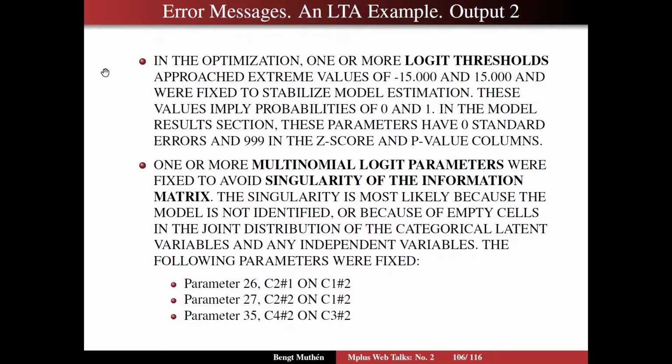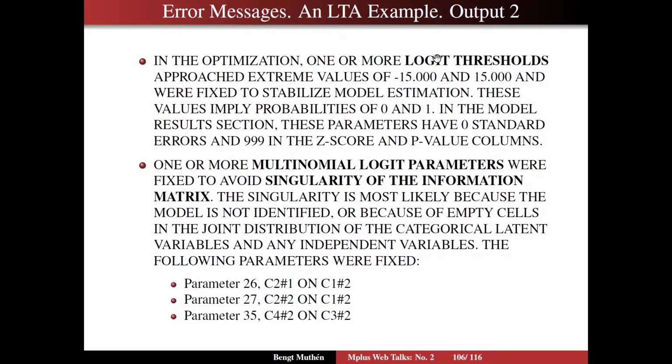On slide 106, I will give you an LTA example with these kinds of error messages referring to non-identification. We start with a simple LTA example, and that's output 2, so it's a run without covariates. And we get two kinds of messages.